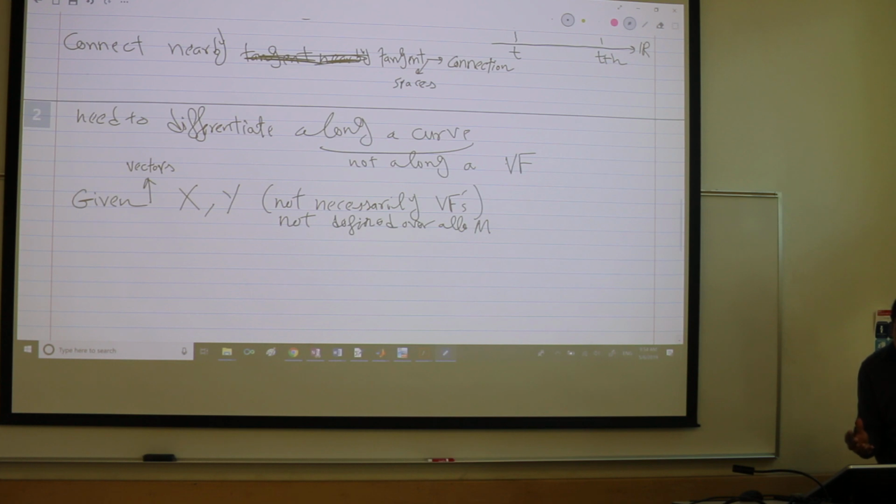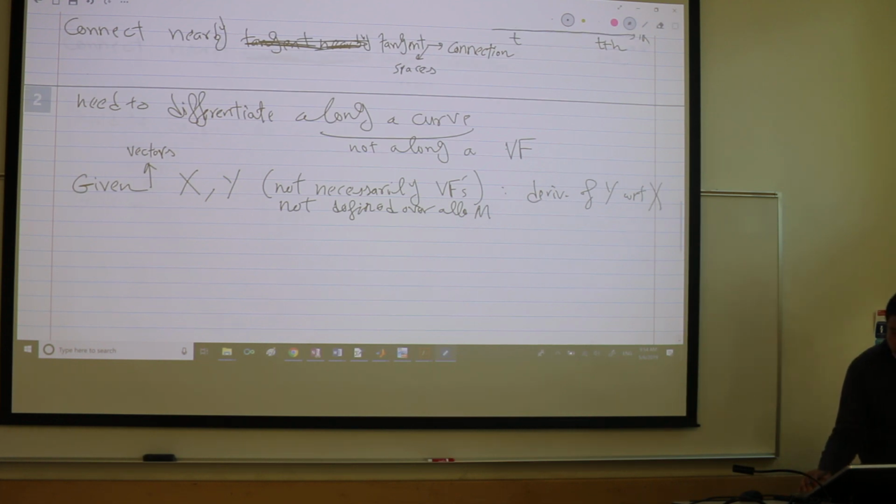So given two vectors, and we will scrutinize this to the end. We will try to kill it to death, hopefully. So don't worry about these things. So given some two vectors, I want to differentiate, what is the derivative of y with respect to x? Right? We want to do that. And we need some suggestions.